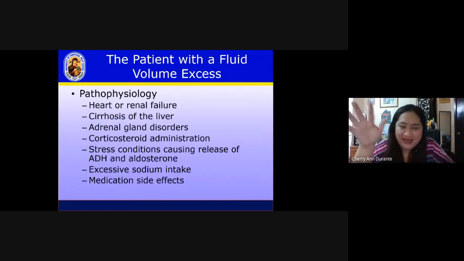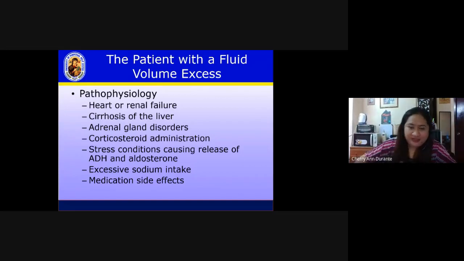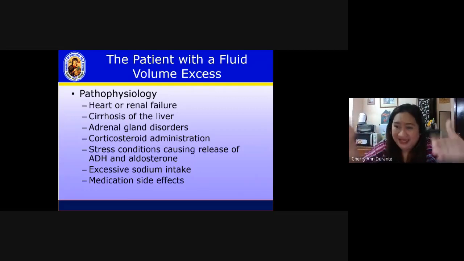of medication. Now, let me discuss, tapusin ko muna yung fluid volume excess, then discuss tayo ng disease.